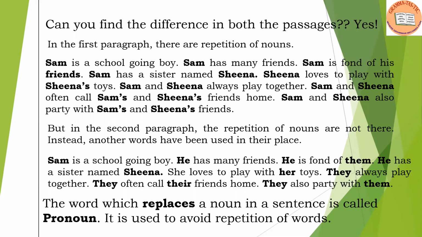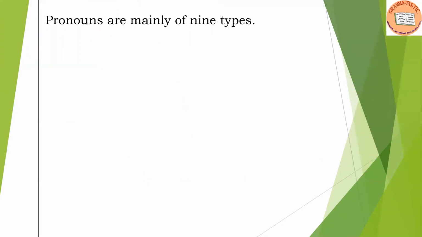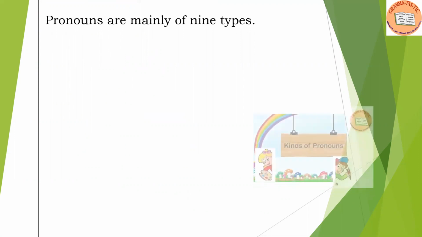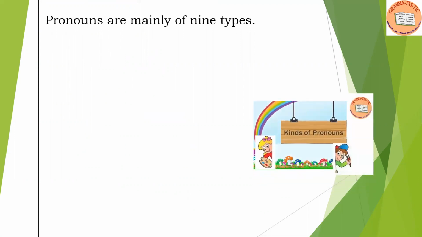Now here comes the definition of the pronoun. The word which replaces a noun in a sentence is called a pronoun. It is used to avoid repetition of words. Pronouns are mainly of 9 types. Let us look into them.